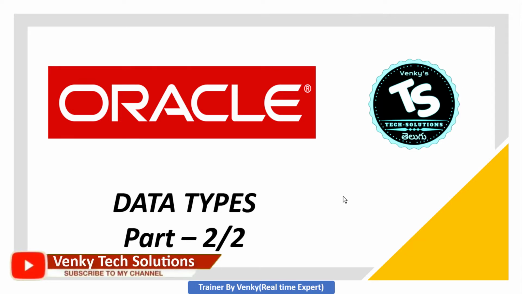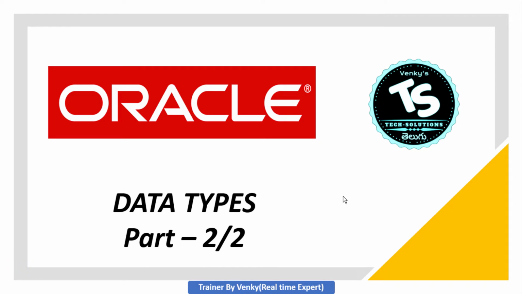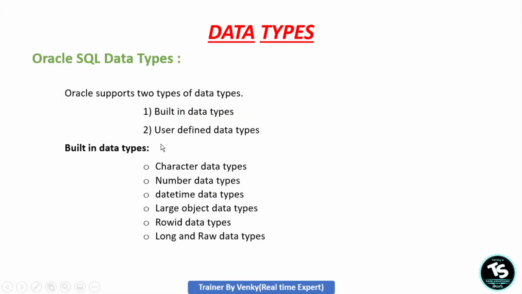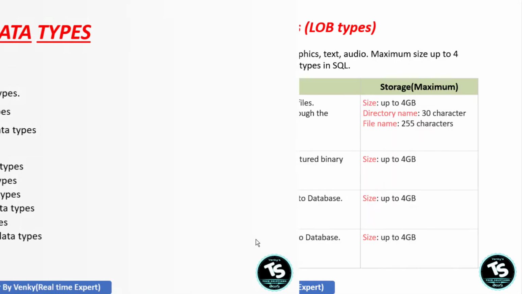In the last video, we learned three data types: character, number, and datetime. We already covered what built-in data types and user-defined data types are. The remaining three data types we will learn in this video: large object, row ID data types, long and raw data types.